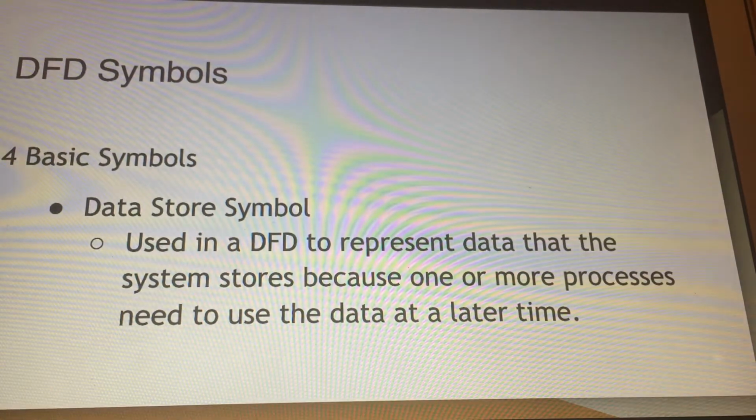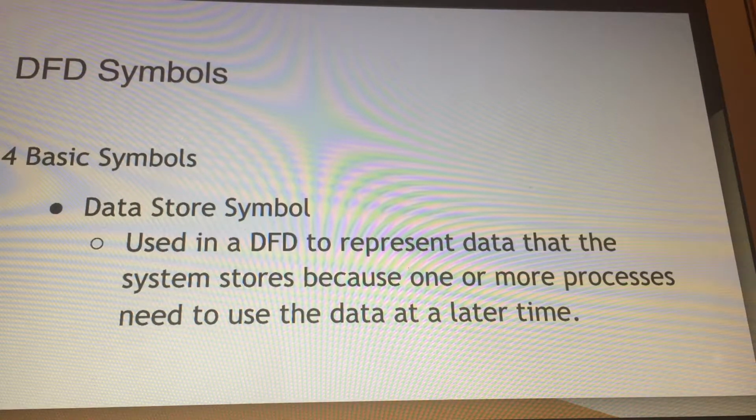The third symbol is the data store symbol. The data store symbol is represented by a flat rectangle that is open on the right side and closed on the left. The name of the data store appears between the lines and identifies the data it contains. A data store name is a plural name consisting of a noun and adjectives.